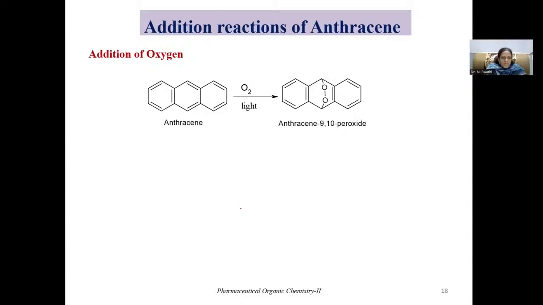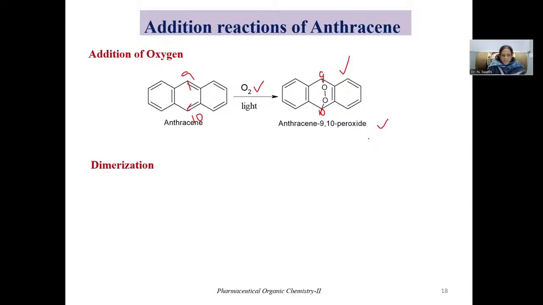The first reaction is addition of oxygen. Anthracene, in the presence of air and light, the oxygen present in the air attaches on the anthracene ring system at the 9 and 10th positions. So in between this ring system, it will be attached. As a result of addition of oxygen at the 9 and 10th positions of anthracene, there will be formation of anthracene 9,10 peroxide as a product.